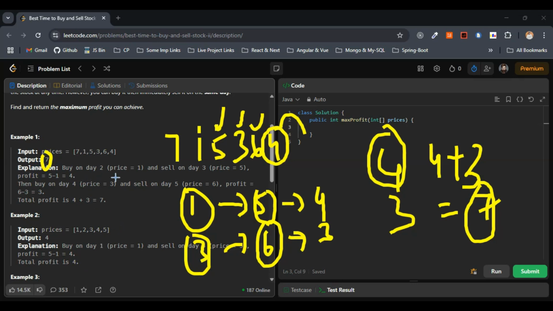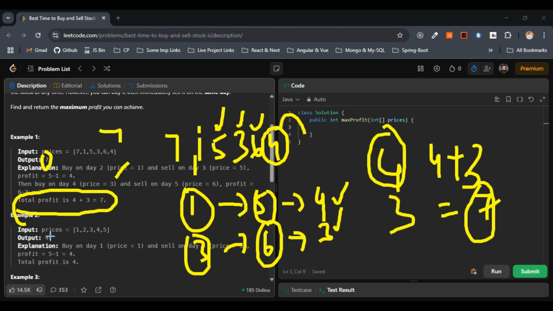So we will buy on day 2, price equals 1, and sell on day 3, nothing but the 5. Profit we got here as 4. And then we'll buy on day 4 and sell on day 5, nothing but the price 6. Here we got the profit as 3. So the total profit we have to calculate, right? So I got confused here. The total profit is nothing but 4 plus 3, in this case 7. That's what we are returning in the form of output 7.